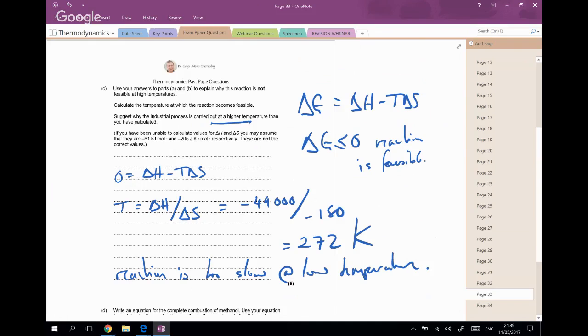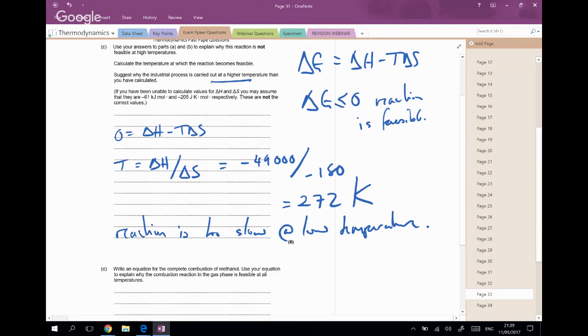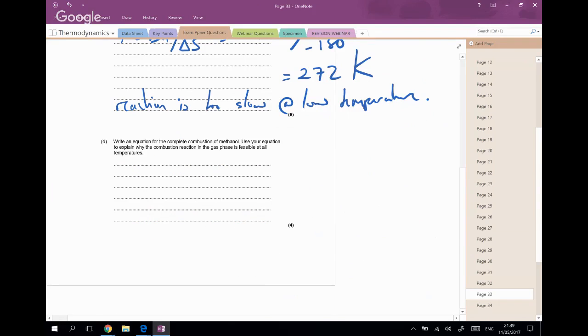Finally, we've got 2 more questions here. Write an equation for the complete combustion of methanol. Use your equation to explain the combustion reaction. The gas phase is feasible at all temperatures. Okay, so you've got to think here. So methanol plus oxygen. We're going to make CO2 plus water. Let's balance that up. 1 of these, 2 of these. We need 3/2 oxygens.